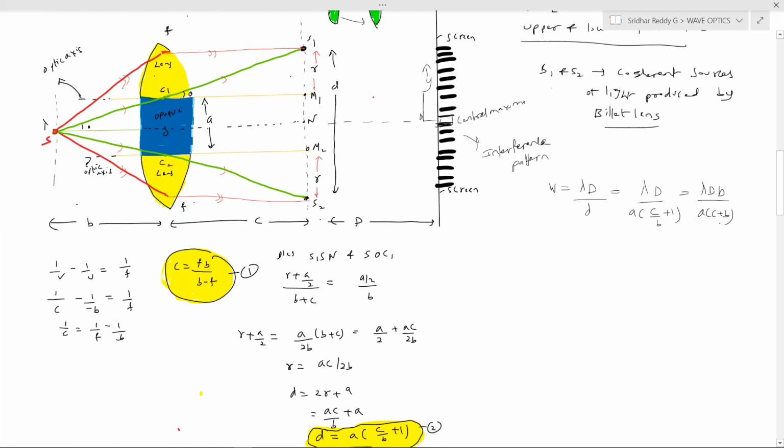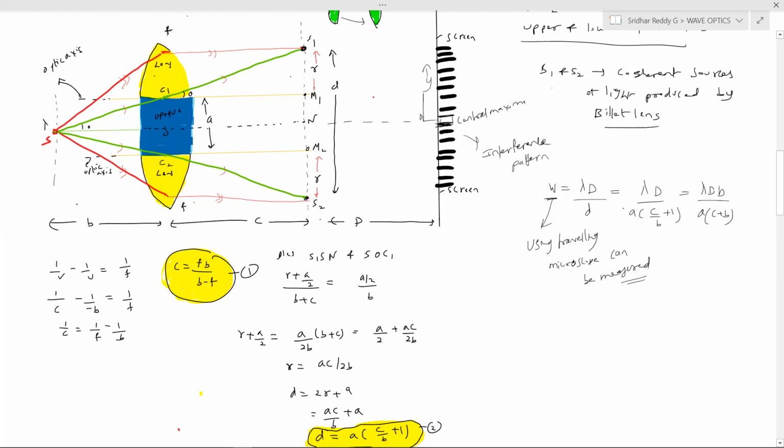The advantage is that I can measure this fringe width using a traveling microscope. Then capital D and B, A, C, all these things are known. So the wavelength of light, which is unknown, I can determine. So why do this? The biprism lens I'll use again to measure the wavelength of light. So this is the experimental background.